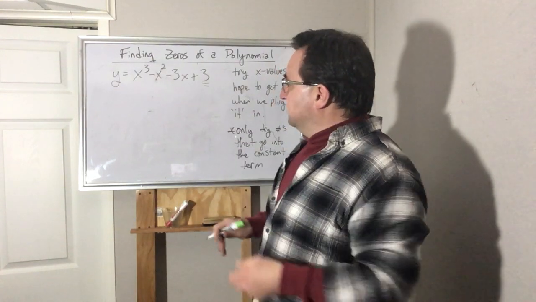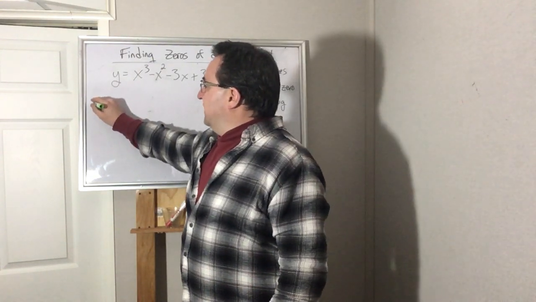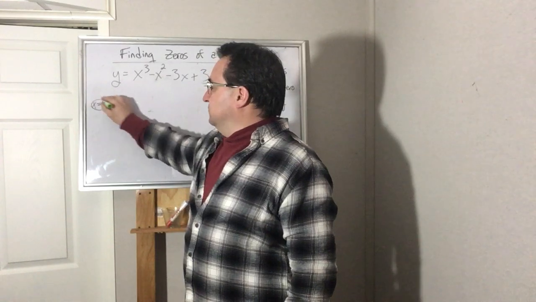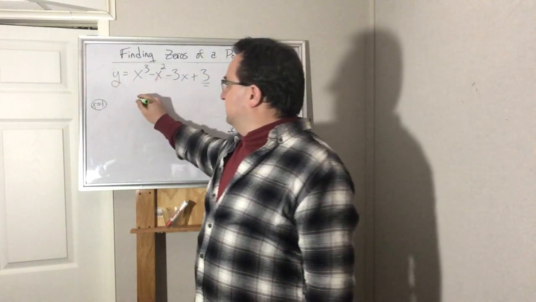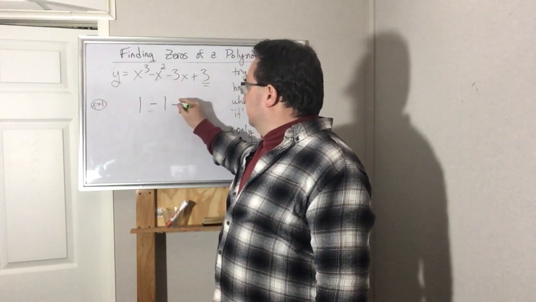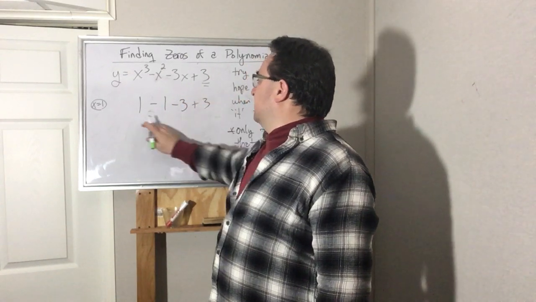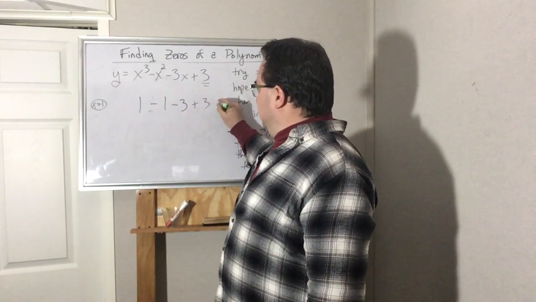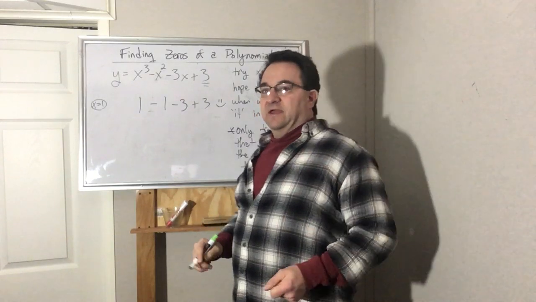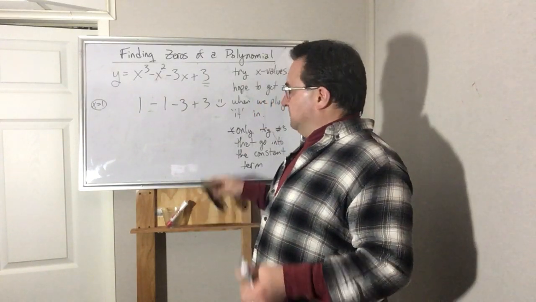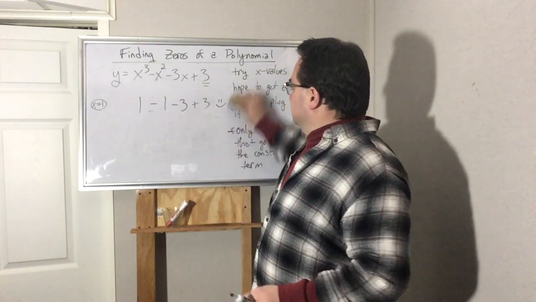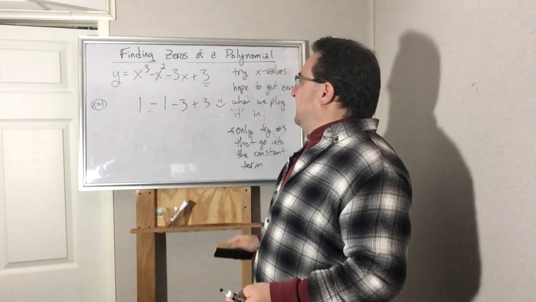So normally you start with the easiest ones. Let's try, I'm going to just put here x equals 1. So I'm plugging 1 in. Let's see what we get. 1 minus 3 plus 3. And if you add that all up, that equals 0. So right out of the gate, I got a correct answer, meaning it equaled 0. So what do we do with that?